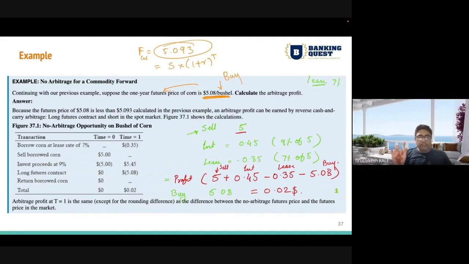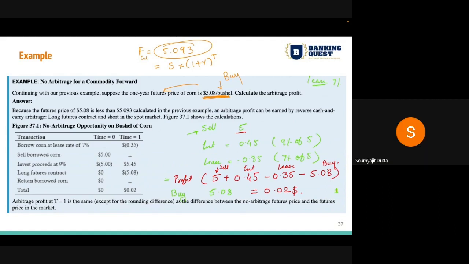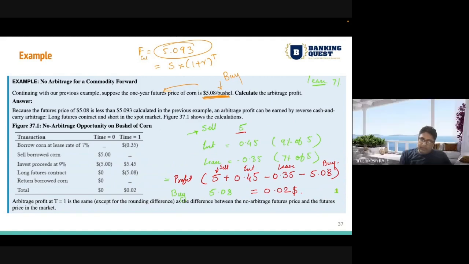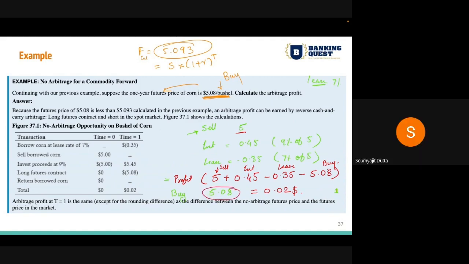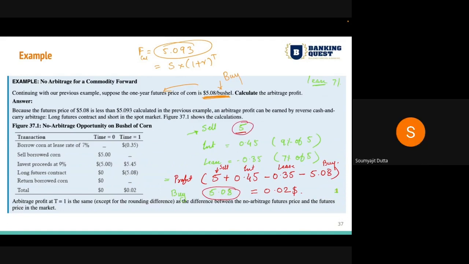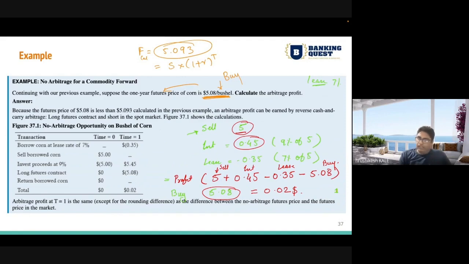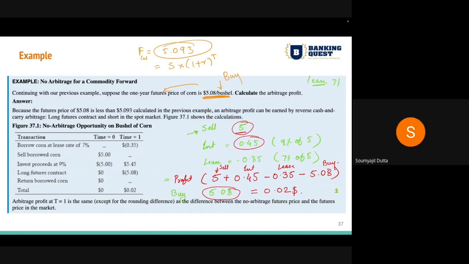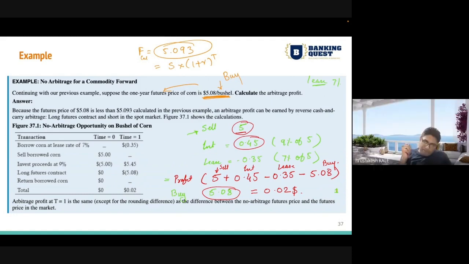Are you 100% clear what's happening? So I'm buying at 5.08, because 5.08 is the future price. And my spot price, I am selling at the spot price that is 5. And the interest I am getting is 9% base, so 0.45, for 1 year. But since I sell, that's why I lose the lease rate, that is 0.35.